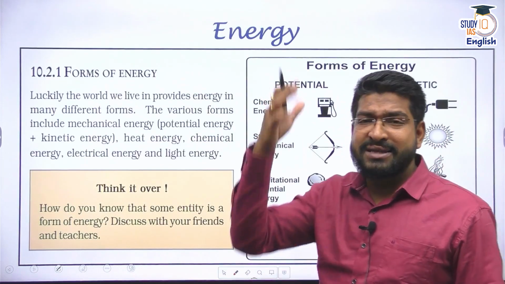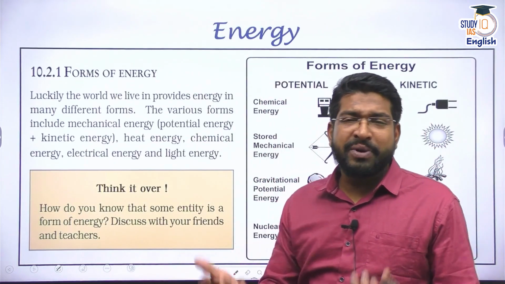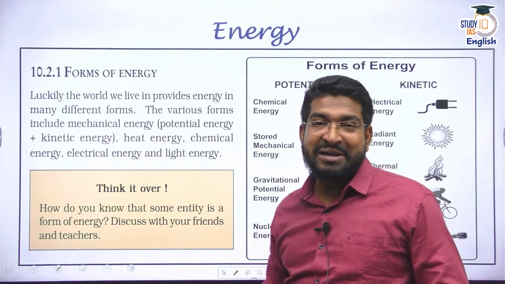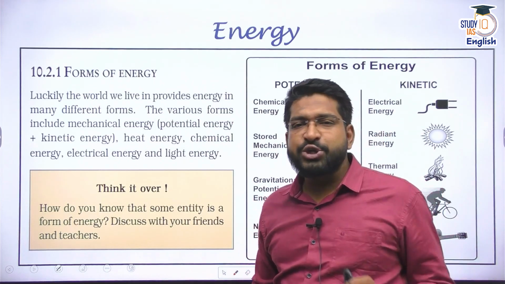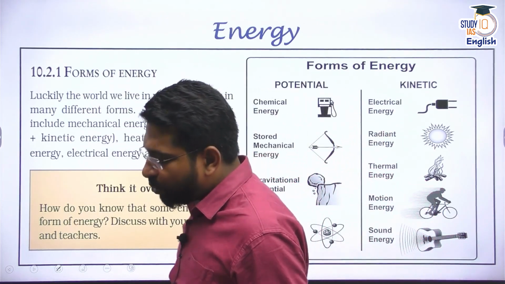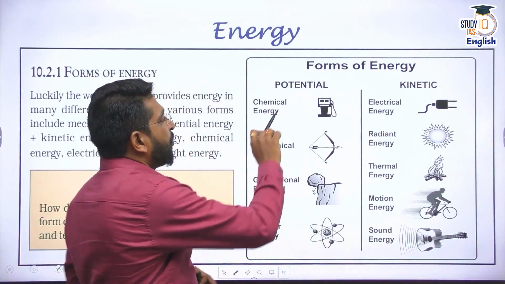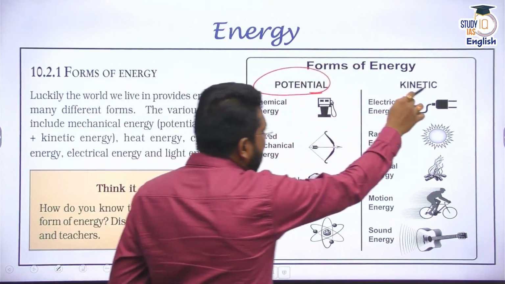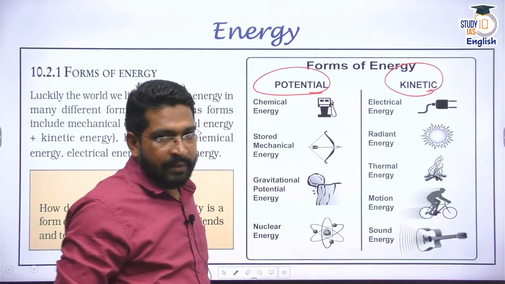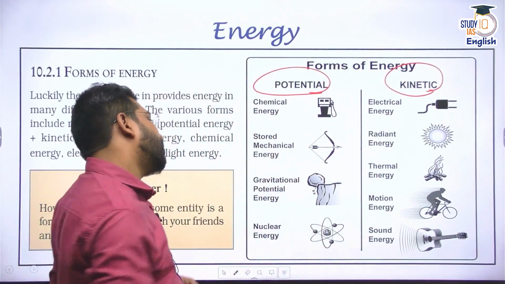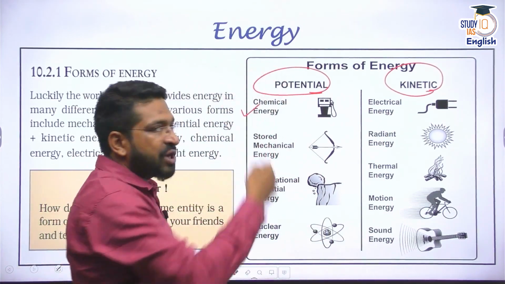Right? We find there's light energy, heat energy, and so many different kinds of energy: electrical energy, chemical energy, etc. But in general, we categorize energy into two broad classifications. That is potential energy and kinetic energy. And under that, you can see the classification: potential energy. Chemical energy is an example of potential energy.